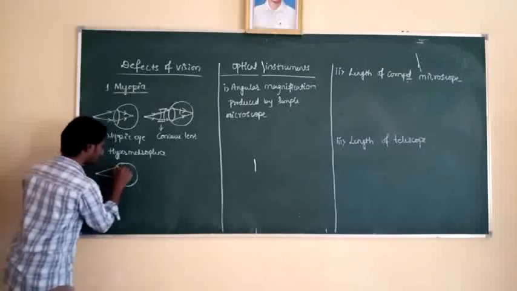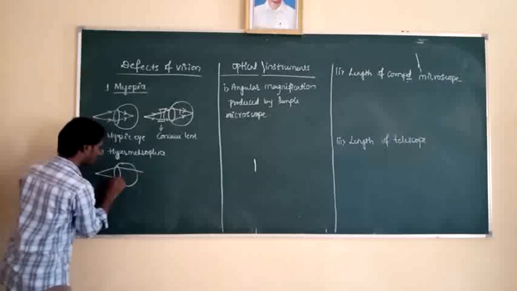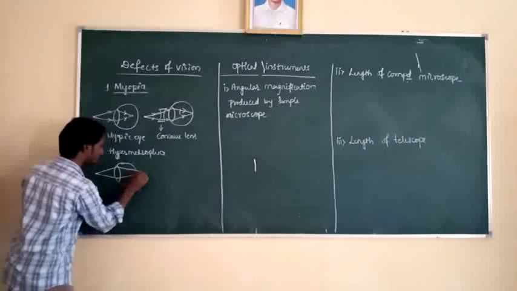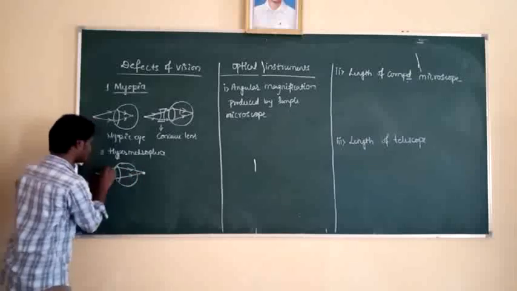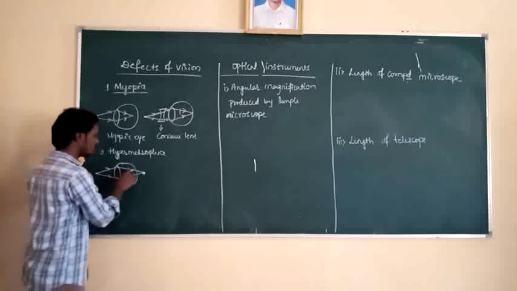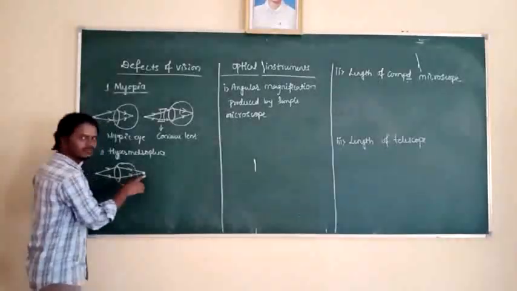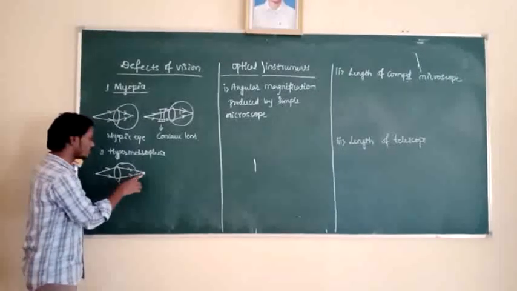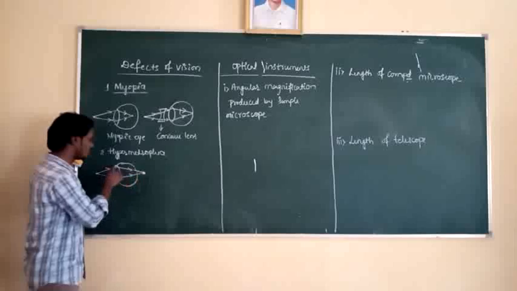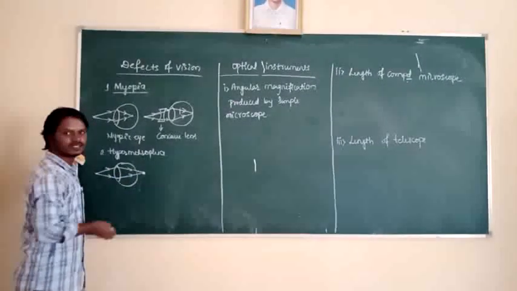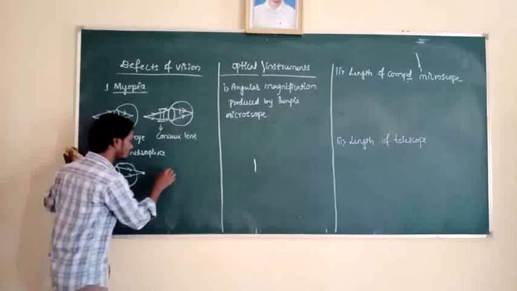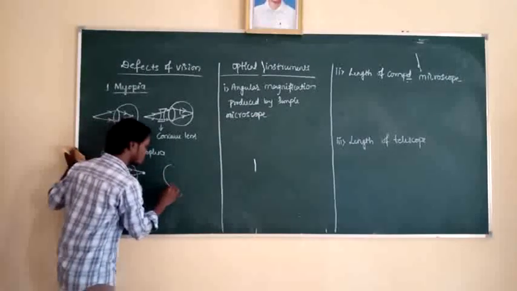After refraction, the refracted rays meet at a point behind the retina. So here the image should be formed. Where the refracted rays meet, there the image is formed. But here focal length increases because of decrease in size of the eye lens. To overcome this defect, what we have to do? We are going to use convex lens.